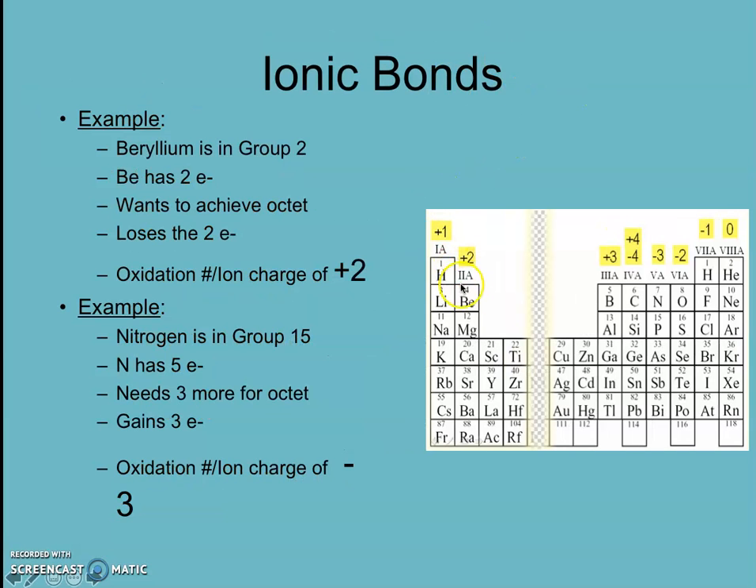So beryllium is in group 2 right here. It has 2 valence electrons. In order for it to reach this octet rule, you have to lose the 2.